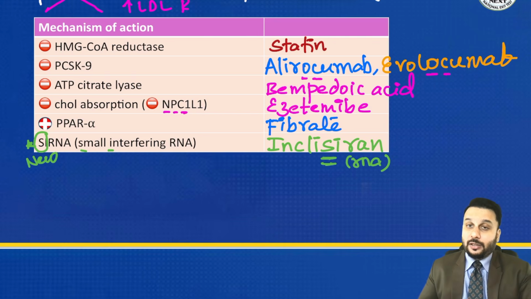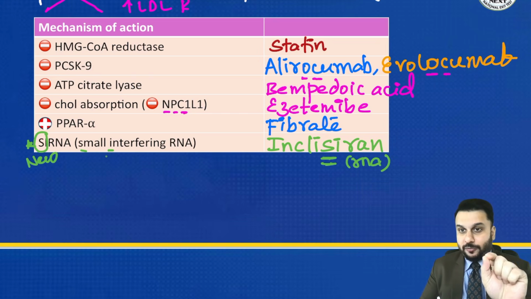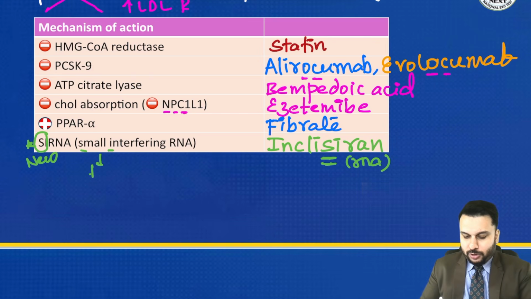So this is called inclisiran. What does this inclisiran do? This is actually an RNA. What does it do? It interferes and it will reduce the production of PCSK9.